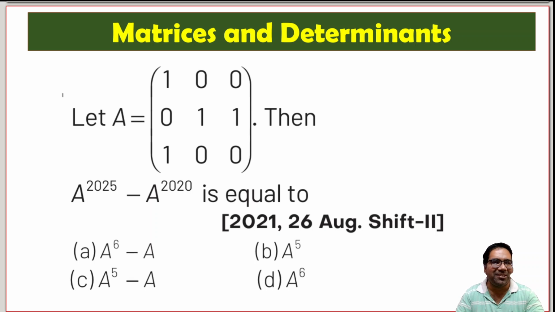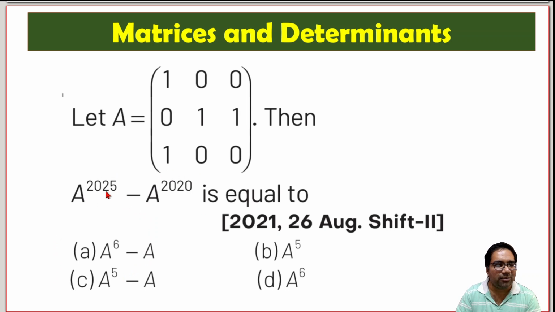We are given this 3 by 3 matrix. Luckily, all of these entries are either zeros or ones, so that should ease our matrix multiplication calculation, right? And we are given A^2025 minus A^2020. What should this be equal to?